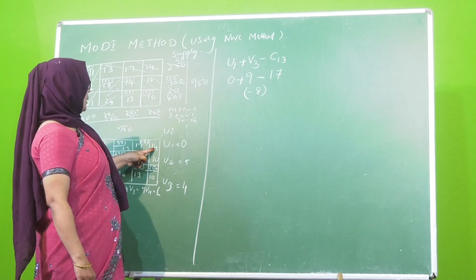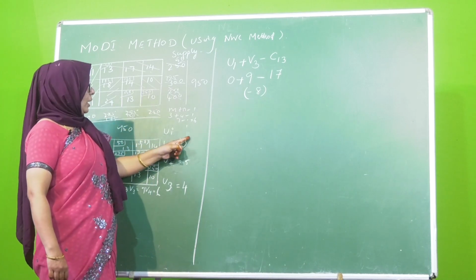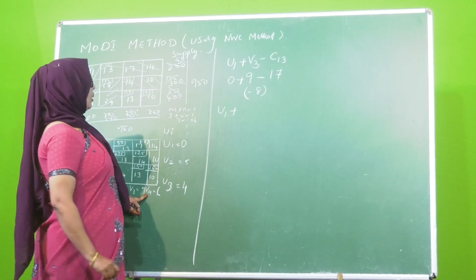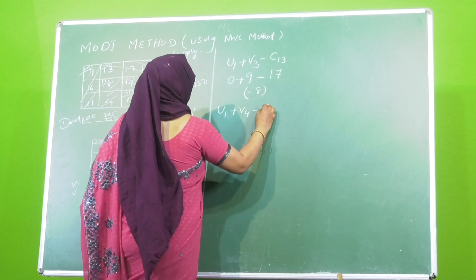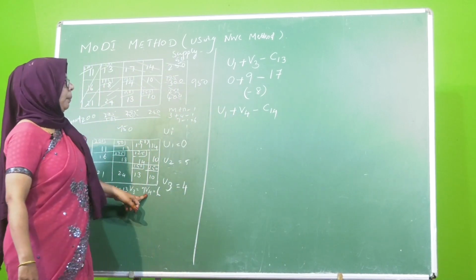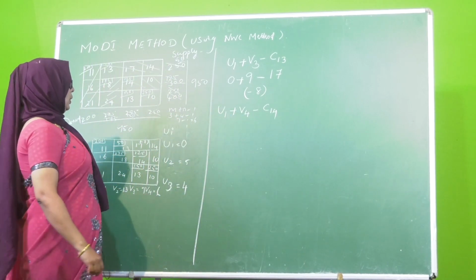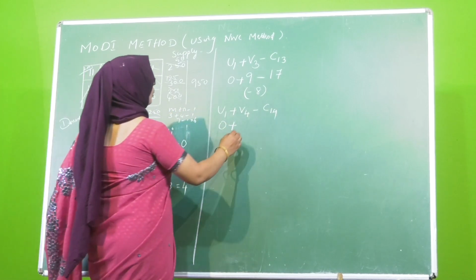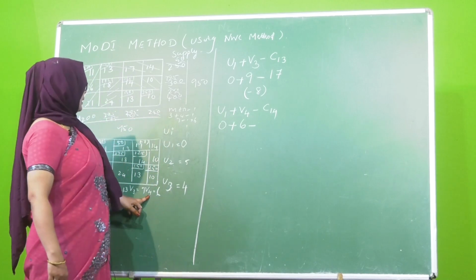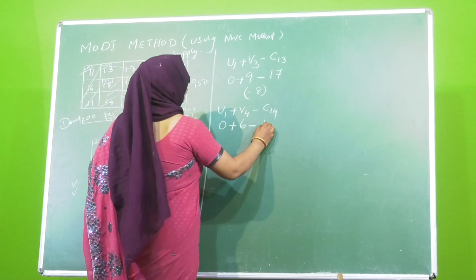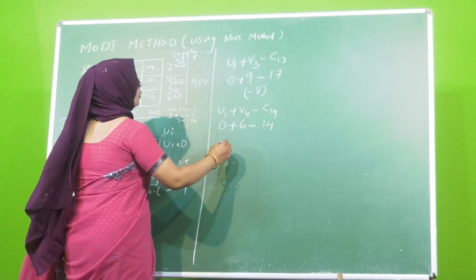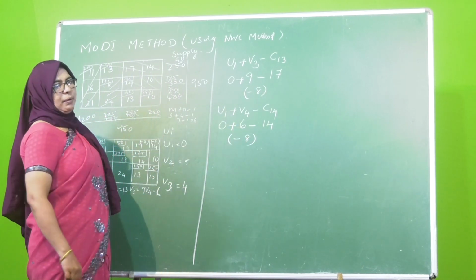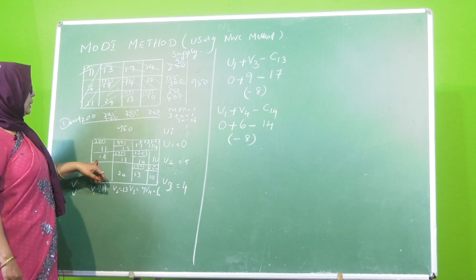Next, 14. What is the row value? U1 plus V4 minus C14. U1 is 0, V4 is 6, minus C14, which is 14. So this is also minus 8, another dummy value.